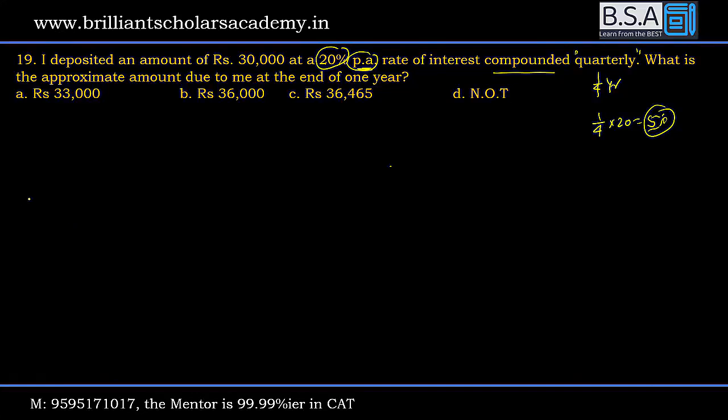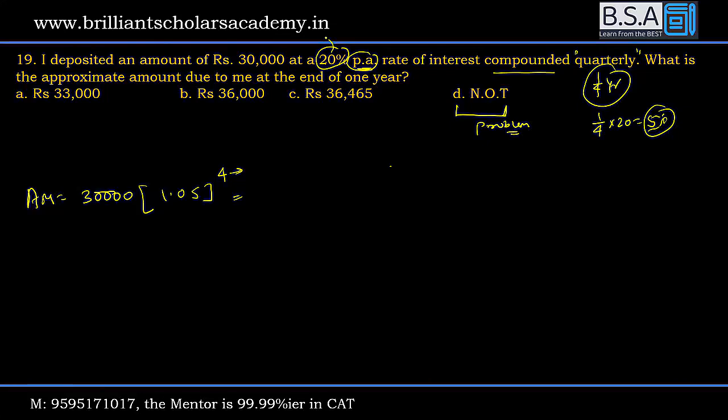See, the question is amount. Amount will be equal to 30,000 increased by 5% 4 times. Why 4 times? In a year, there are 4 quarters. That is all you have to do. Another common sense way is, see, none of these is a problem.